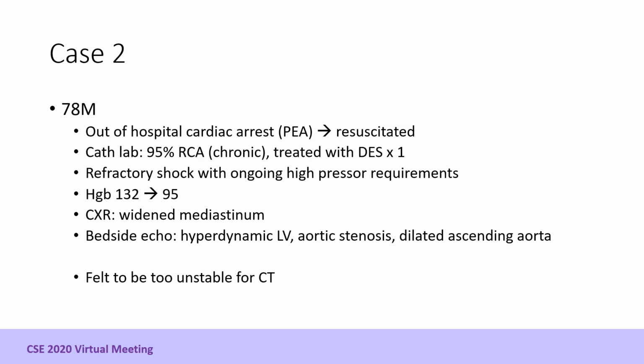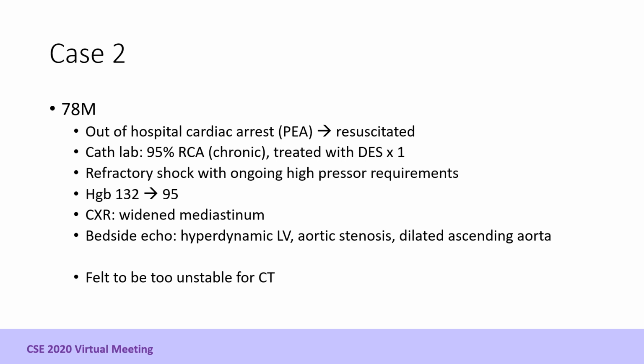Case 2 involves a 78-year-old gentleman who had an out-of-hospital cardiac arrest and was found to be in PEA, or pulseless electrical activity, when paramedics arrived. He was resuscitated, and the decision was made to bring him to the cath lab, where coronary angiography demonstrated a 95% stenosis of his right coronary artery, which was treated with a drug-eluting stent.